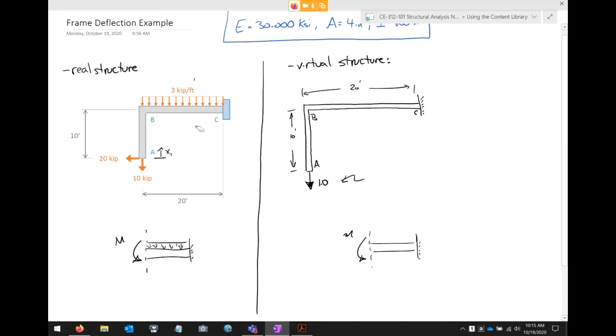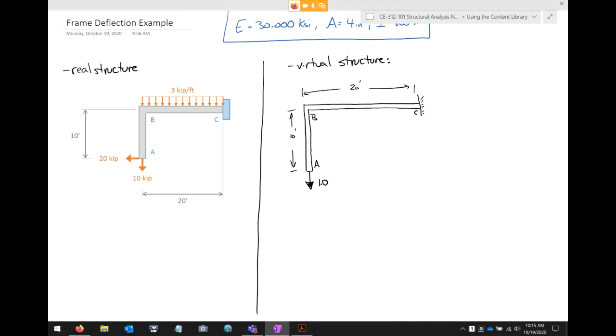Well, let's chug through this a bit. Okay, so let me get back to square one here. So I've got here a real structure and a virtual structure. Now I'm going to assume that the deflection at A goes downward, so I'm going to put a downward vertical load here. Okay, so I've got a real structure and a virtual structure.